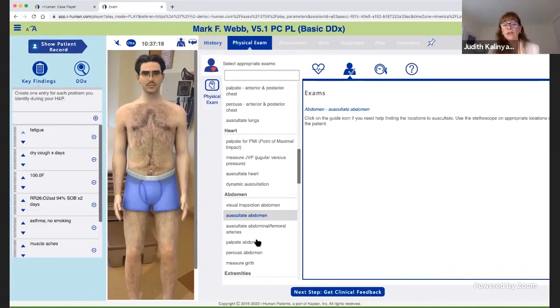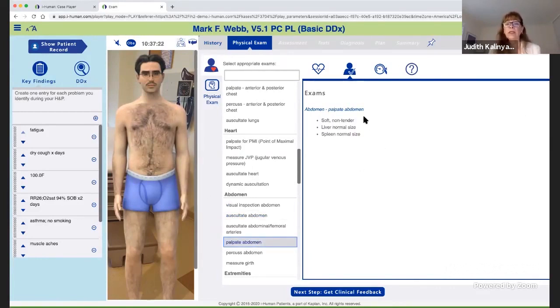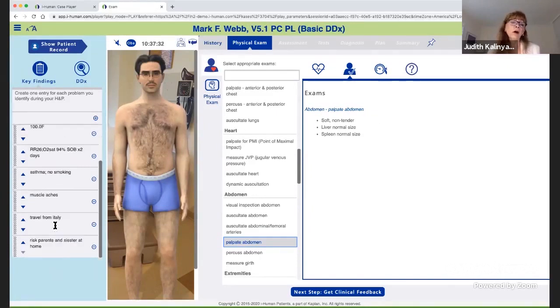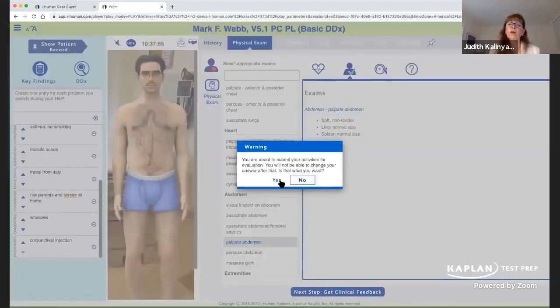We might want to actually palpate the abdomen. And here you can see whenever we can't palpate, we're going to tell you what you would feel. So does anything there make you concerned? No. So on my risk chart here, my key findings, we probably want to put those wheezes, the conjunctival injection.